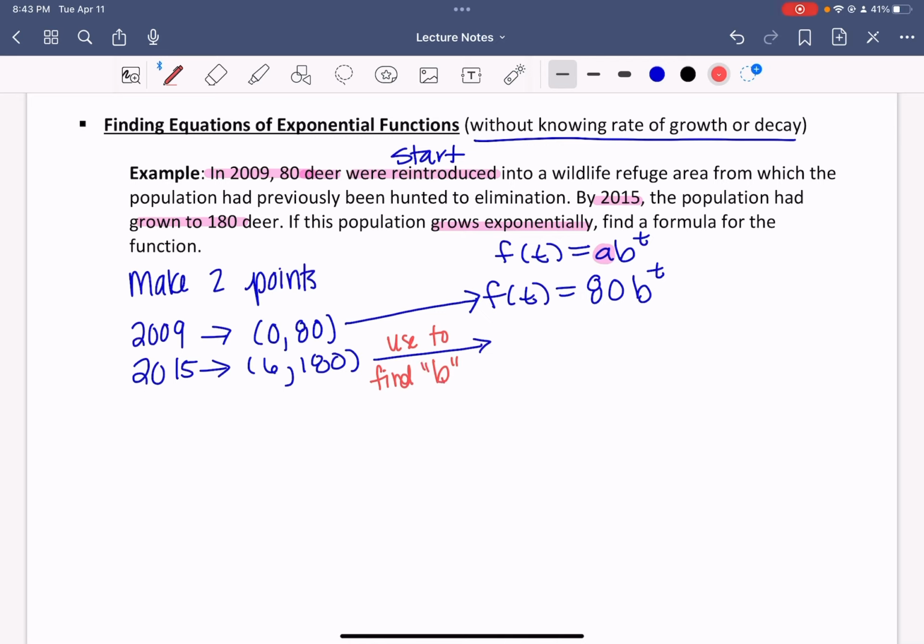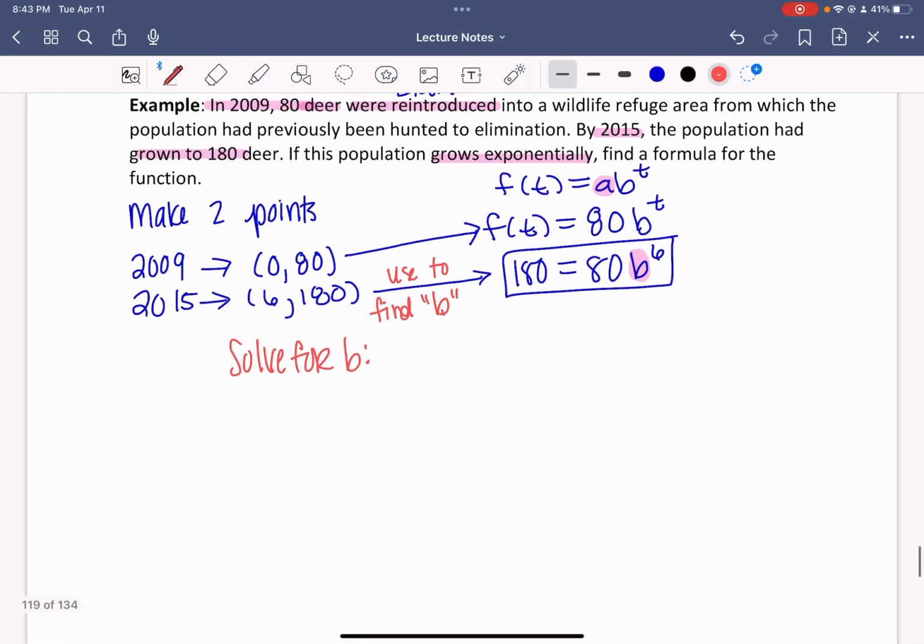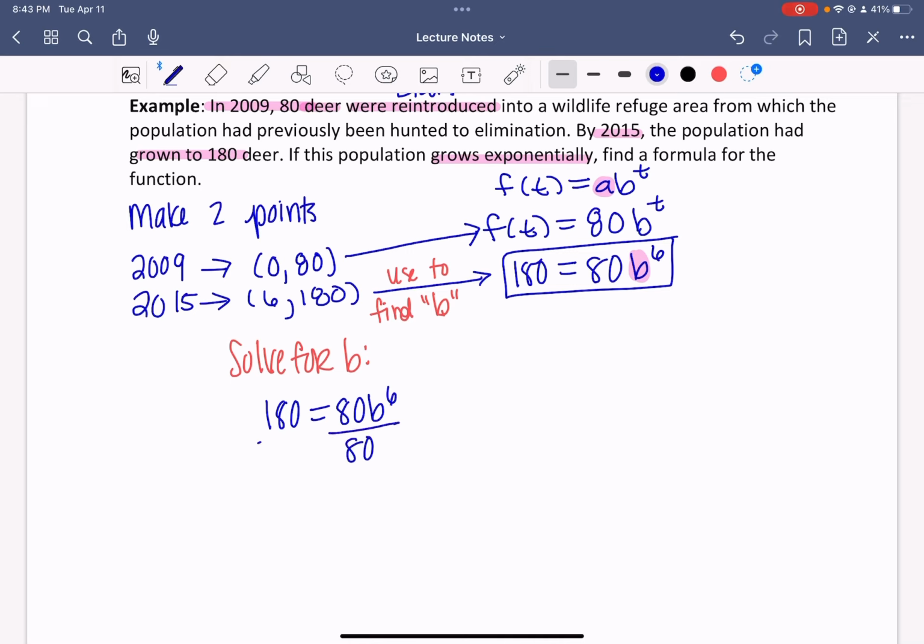So I'll say, okay, well then that means 80 we got from that initial value. B, after 6 years have passed, I have 180 deer. And so I'm going to take that piece right there and I'm going to solve that for this B value. So let's kind of jot that down. So I want to solve for B. So I'm going to use what I have, 180 equal to 80 B to the 6. I'm going to get that B by itself. So I'll divide both sides by 80. That gives me B to the 6 equal to 18 over 8.